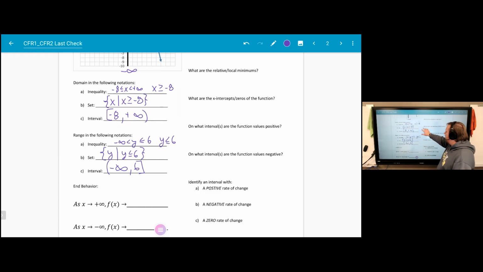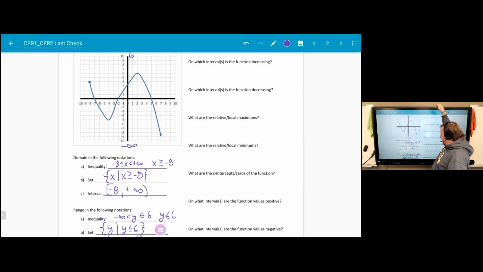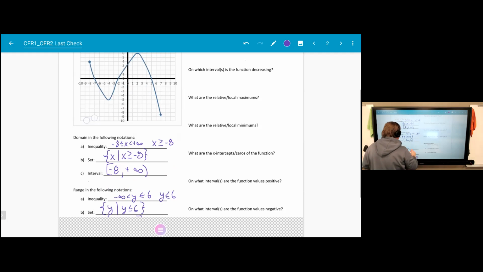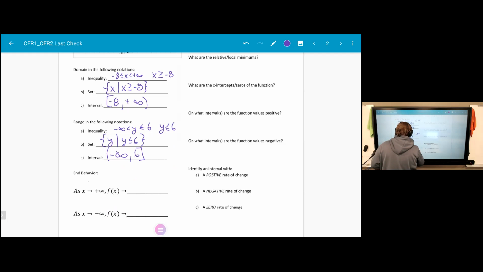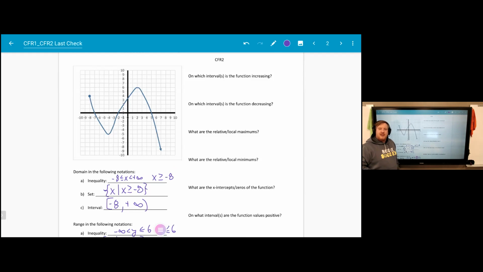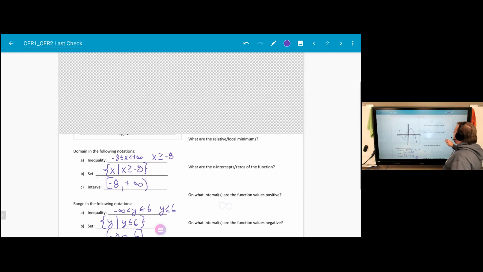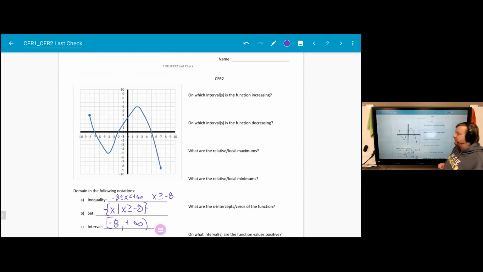End behavior, as x goes to positive infinity, do I have an arrow on the right-hand side? I do, and it's pointing down. So since it's pointing down, my end behavior goes to -infinity on the right-hand side. If I look on the left-hand side, do I have an arrow? No, I don't have an arrow. Since I don't have an arrow, this is an endpoint. x does not go to -infinity. Therefore, my end behavior does not exist, or DNE. Here we go. That's CFR1.